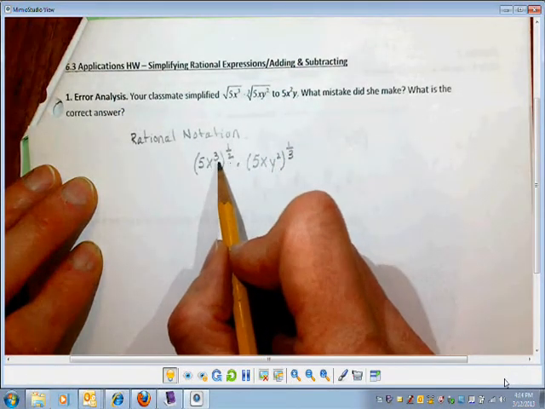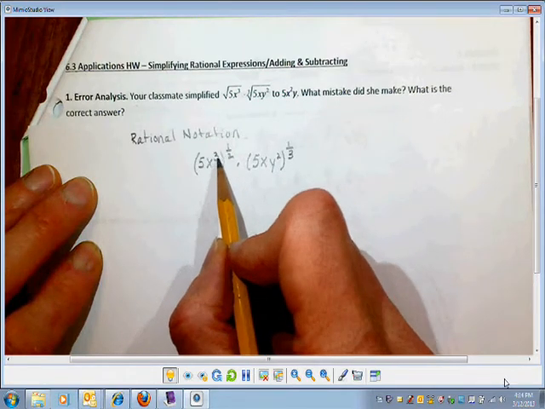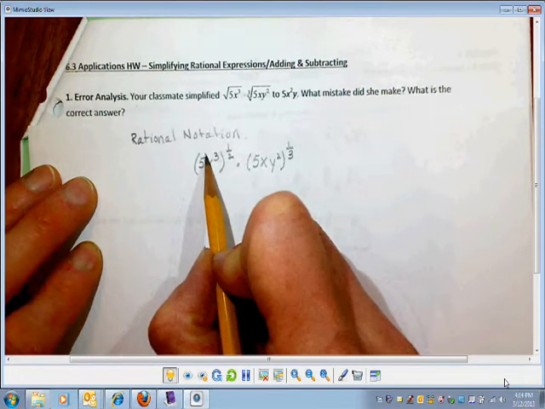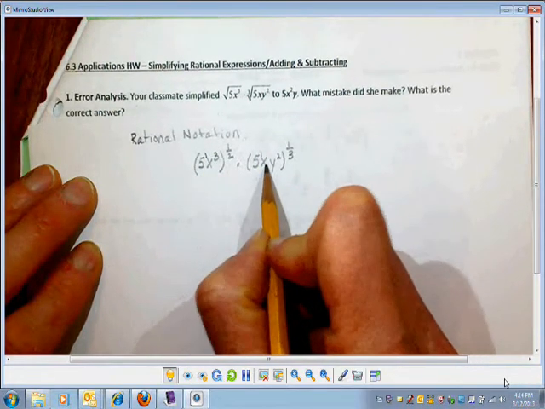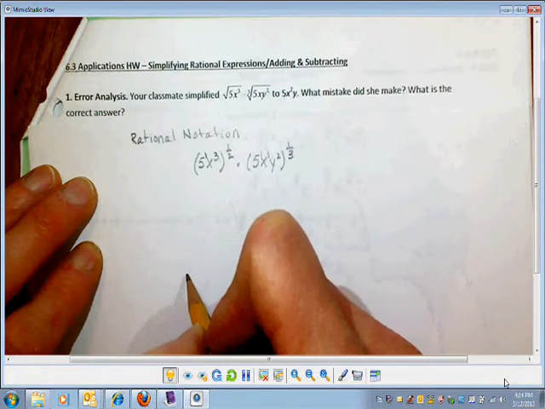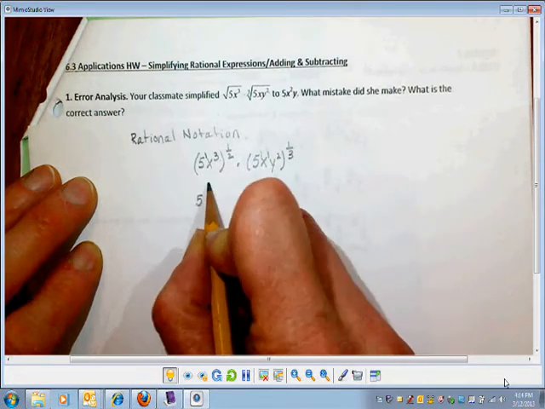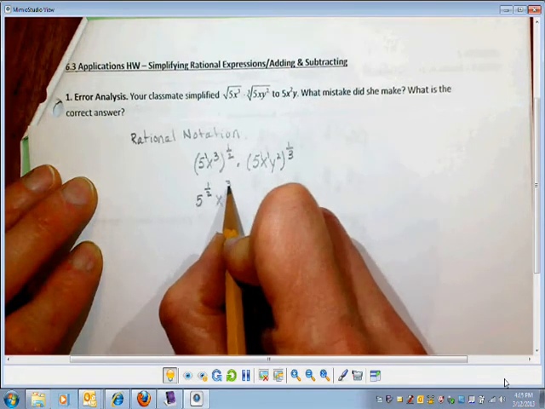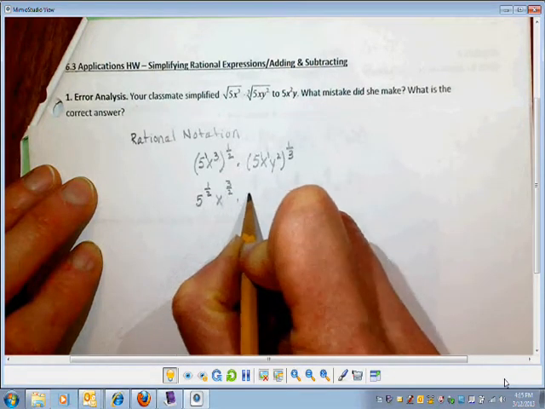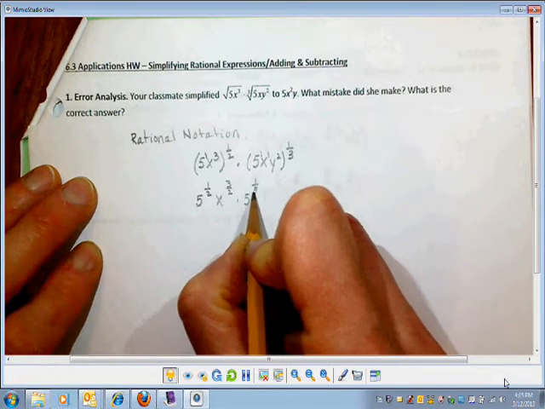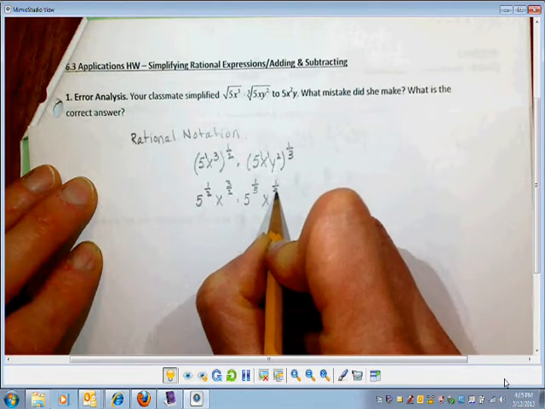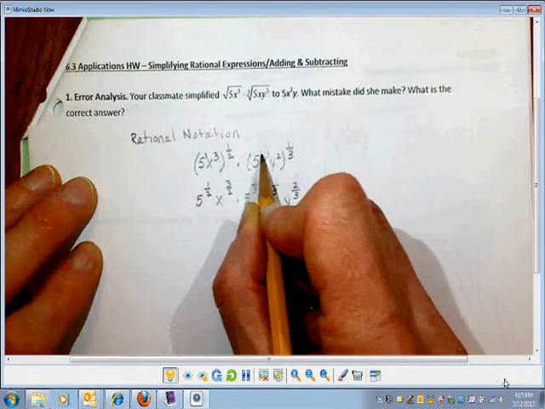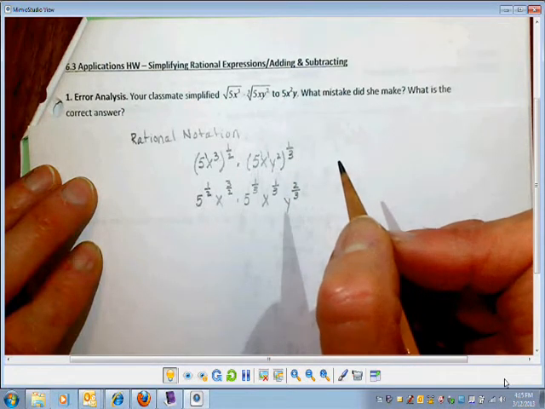So now I have a power to a power. So when I have a power to a power, I multiply my exponents. I have to remember my 5 has an exponent of 1, and my x also has an exponent of 1. So that gives me 5 to the 1/2 power times x to the 3/2 power times 5 to the 1/3 power times x to the 1/3 power times y to the 2/3 power. I just multiplied my exponents by 1/3.